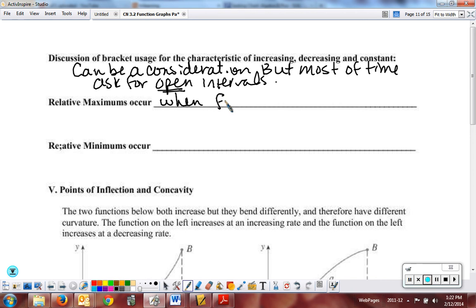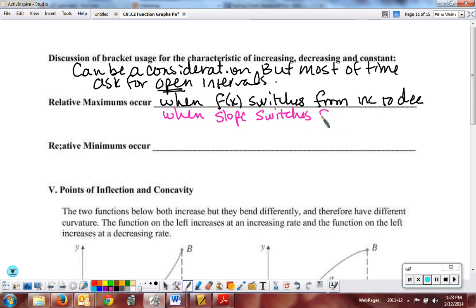Okay, relative maximums occur when f of x switches from increasing to decreasing. And I'm going to put right below this, because this is kind of previewing your calculus. You're going to be so good at calculus when you get there. In calculus, we would say when the function switches, what does calculus look at? The slope. The slope switches. And what's the slope switching from? From positive to negative. That's how we do it in calculus.